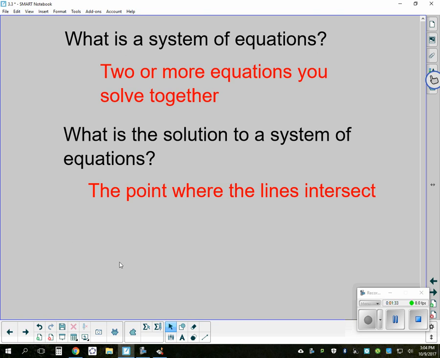Okay, those are two important things to know so that you're not just sitting here going through problems and not really understanding what you're finding. This is what you're finding. You're finding the point where two or more lines would intersect on a graph.